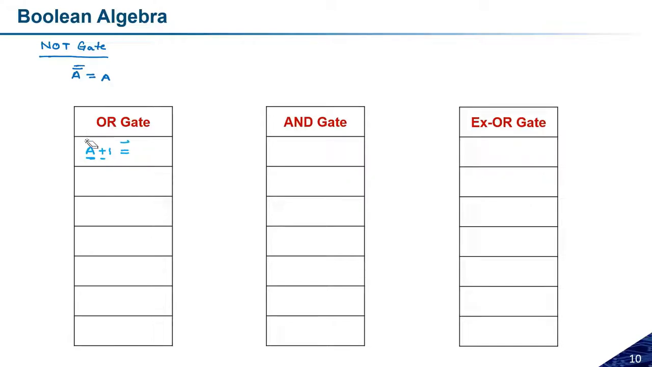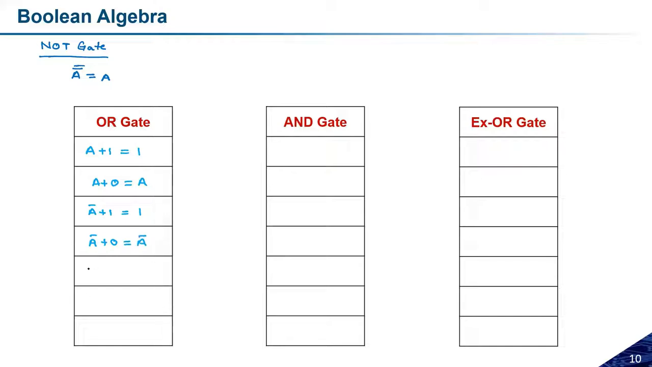So if I have the expression A plus 1, I can replace it directly with 1 without any variable. Similarly, if I have A plus 0, what will be the output? This will be A. It does not depend on the 0, it depends on A. Suppose I have A bar plus 1, what will be the output? 1. Perfect. And what about A bar plus 0? A bar. Perfect. It depends on A bar.